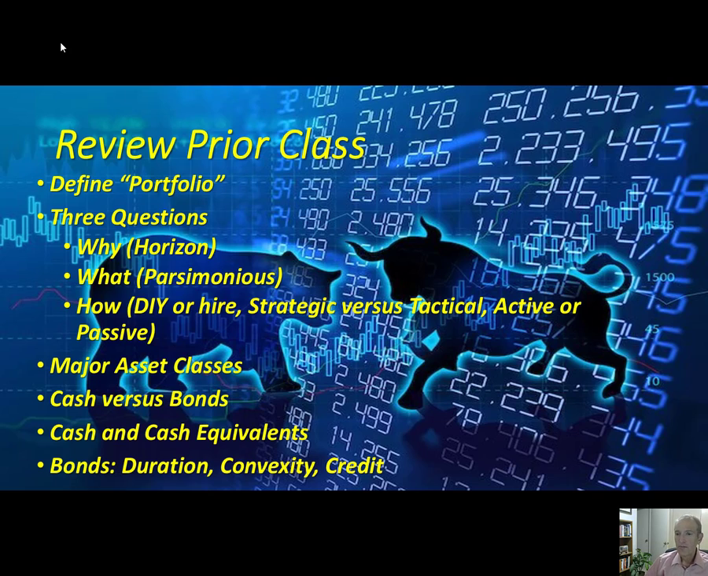But remember what we've been building so far. First, someone comes to you and says, I want to invest. So they want to build a portfolio. A portfolio is a collection of assets, including probably primarily securities that someone holds for some future purpose, some liability. Three questions you ask them: why are you investing? Which we really focus there on the horizon. We can look at risk questionnaires and risk tolerance type of things as well.